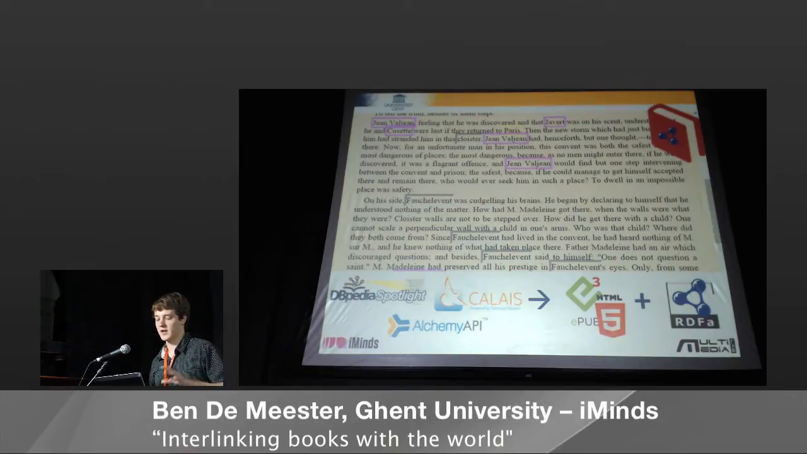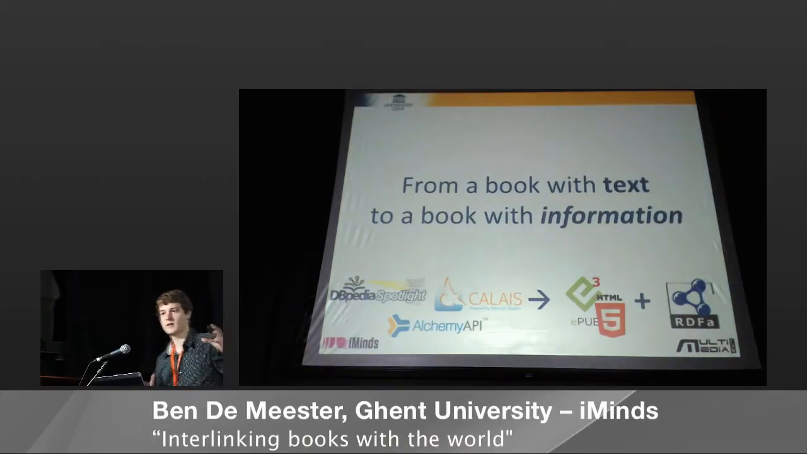If you have your HTML or your EPUB version, you can add RDFa tags, which are just some HTML code. You add them to your book, and you get all this extra, very specific, unambiguous information. Information that computers can use, not just the reader, but also computers. So we can start from a book with text, use all the technologies that already exist, and go to a book with information. And not just information, but interlinkable information.